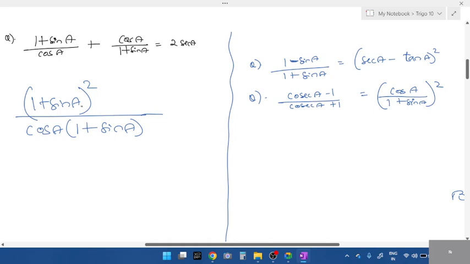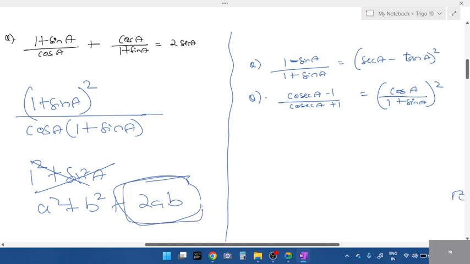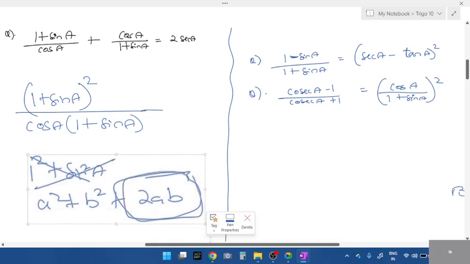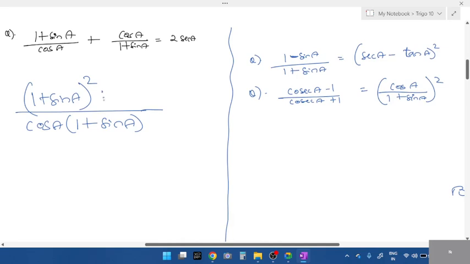1 plus sin A the whole square. Did you write 1 square plus sin square A? This is wrong. What is 1 plus sin A the whole square? Which formula do we use? A square plus B square plus 2AB. So you have missed out this 2AB concept, right? Completed. Do it step by step, students. Don't be in a hurry. Once a question goes wrong, you lose 3 marks. Cos into cos you can directly write as cos square A. But 1 plus sin A into 1 plus sin A is A plus B the whole square. Apply A plus B the whole square.